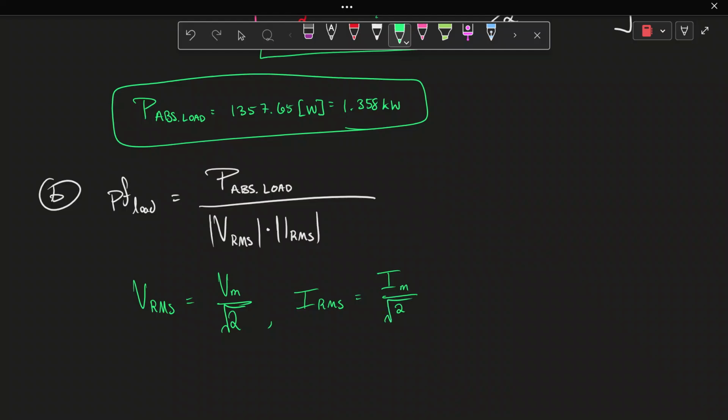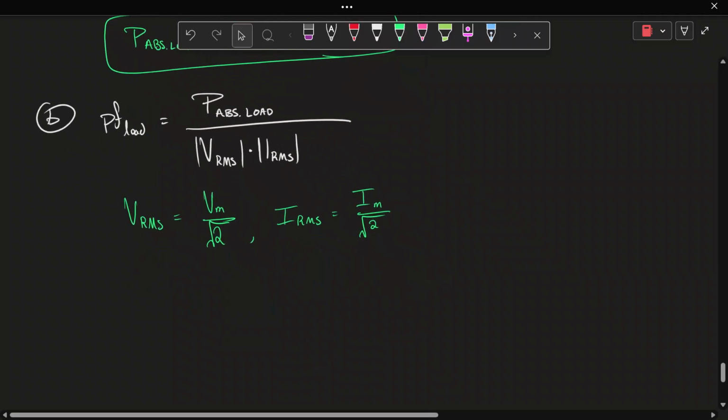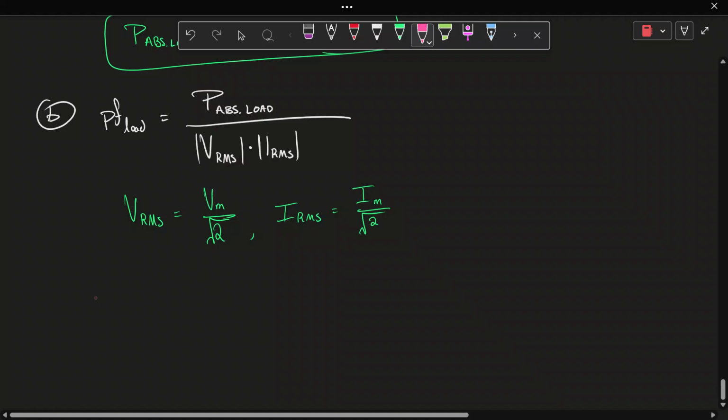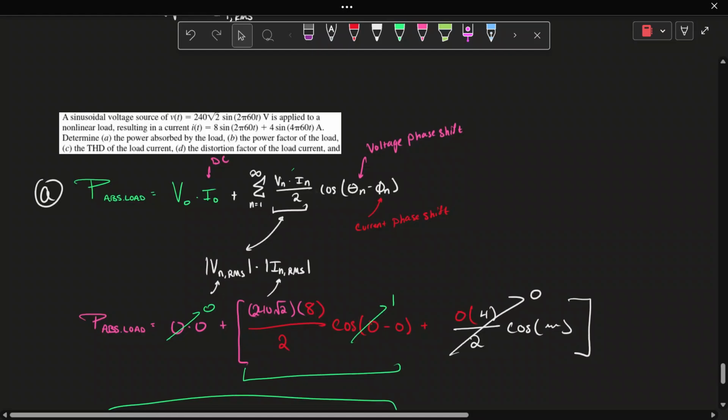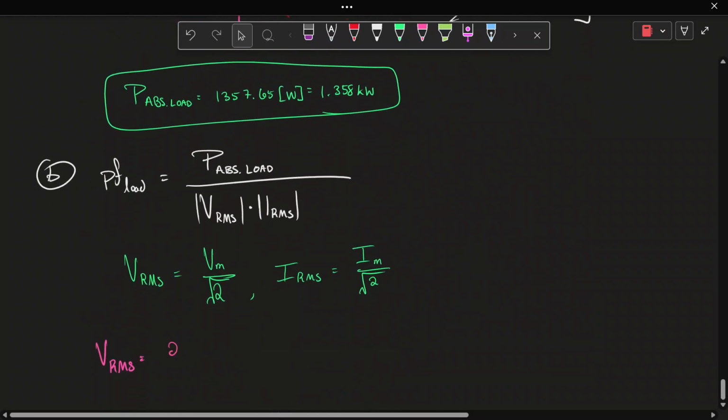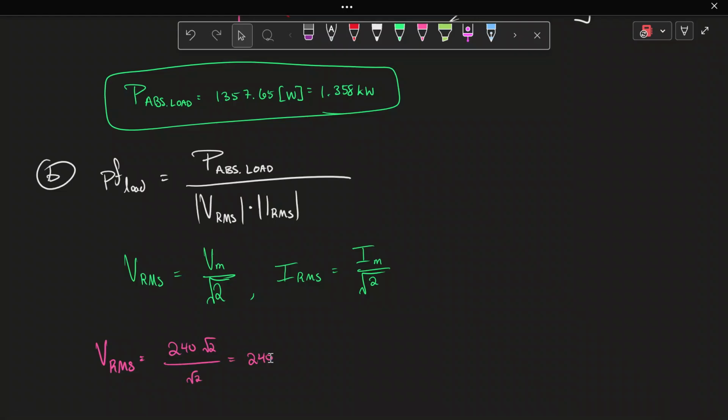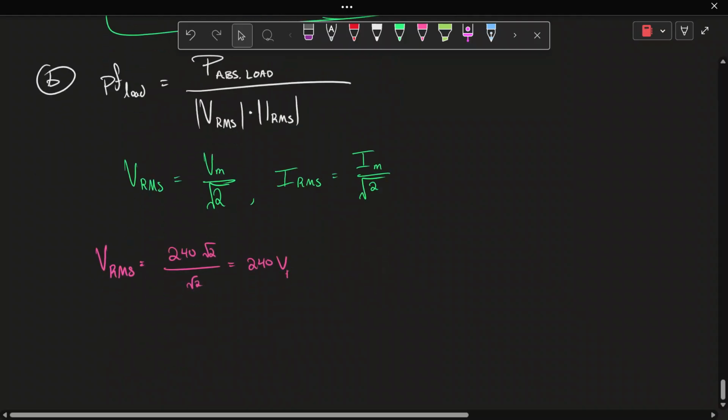What if you have multiple terms, just like our current? If you have multiple terms or harmonics in one current, you must take the so-called superposition, or the square root of the squared sum. So those are kind of big words, but all we're going to say is VRMS, this is easy, is equal to Vm, which up here it gives us as 240 times square root of 2, divided by square root of 2, and that's going to be equal to 240 volts. And just so we know this is RMS, we'll put 240 VRMS.